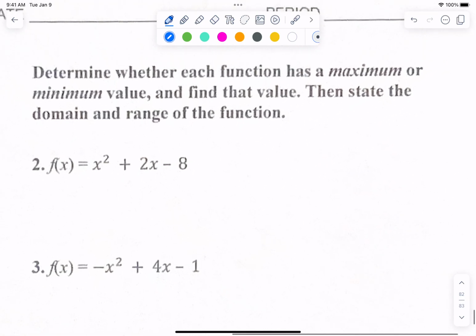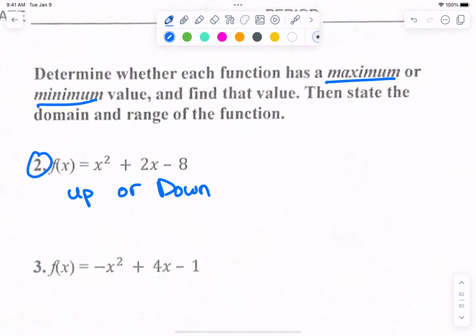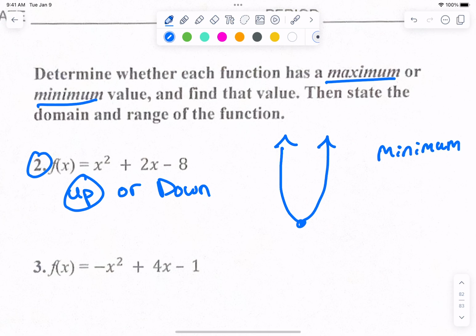I got it. All right, 2 and 3. Let's do 2 together. I'll have you do 3 on your own, okay? Number 2, determine whether we have a maximum or a minimum. Let's talk about this first. Is number 2 going to go up or down? Up. He's going to face up. And when he faces up, he looks like this. Is he going to have a maximum or a minimum? He's going to have a minimum. Okay? What's another name for this minimum point right here? Vertex. So we're trying to find the vertex.